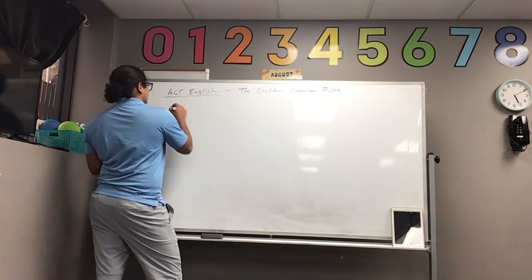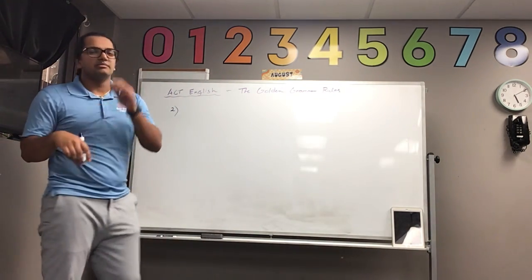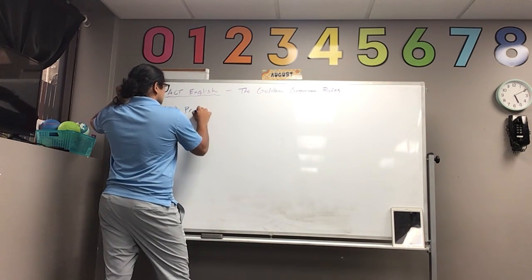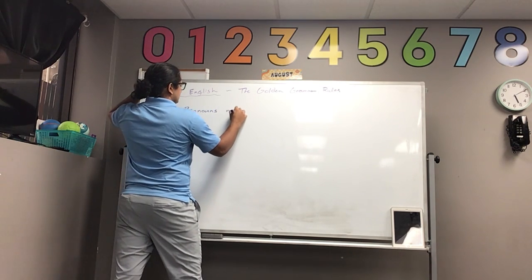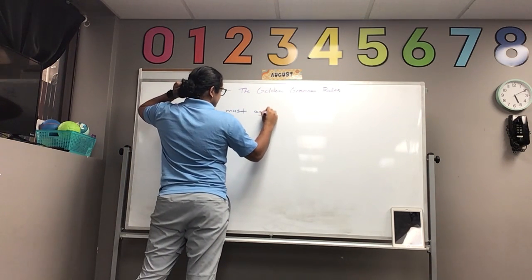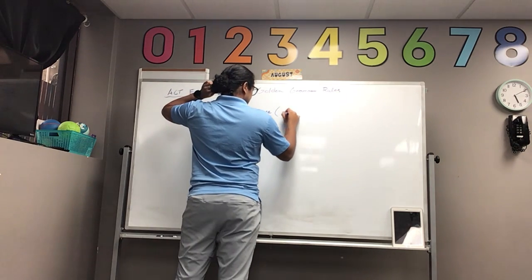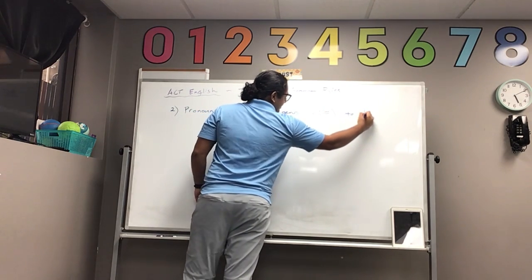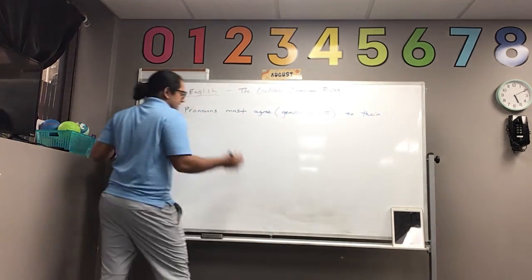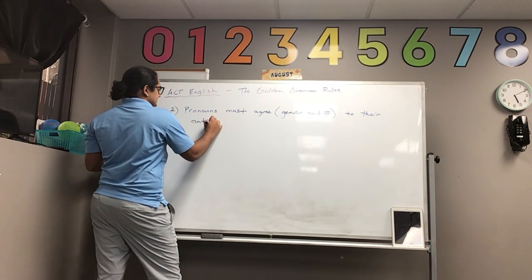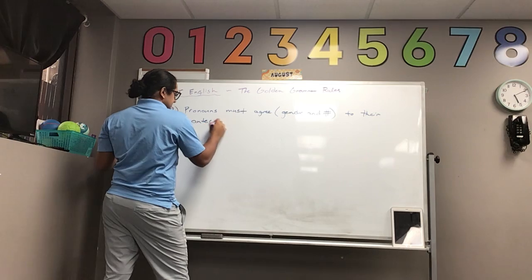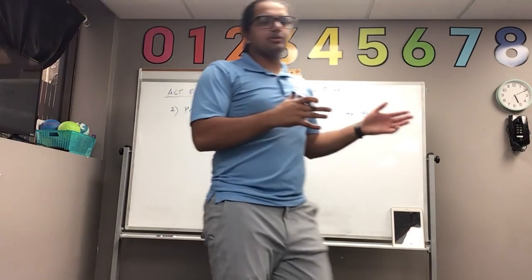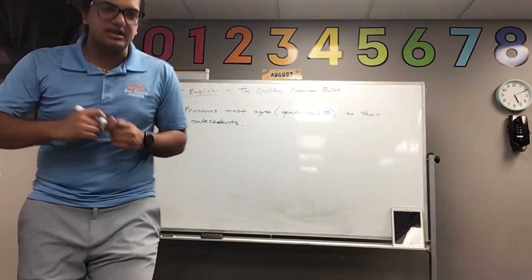Okay. Rule number 2 is extremely similar, but it's just for a different class of words. So, pronouns must agree, and here's the new part, in gender and in number to their, this may be a new word for some people, it doesn't really matter, antecedents. Okay, I don't actually care if you know what the word antecedent means. An antecedent is simply what the pronoun is referring to.